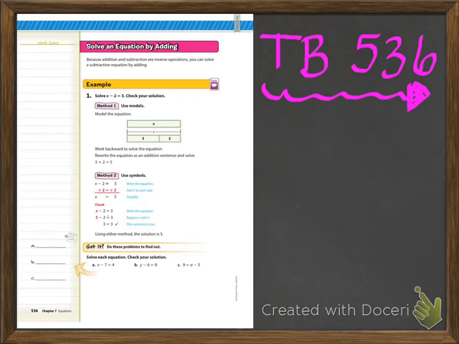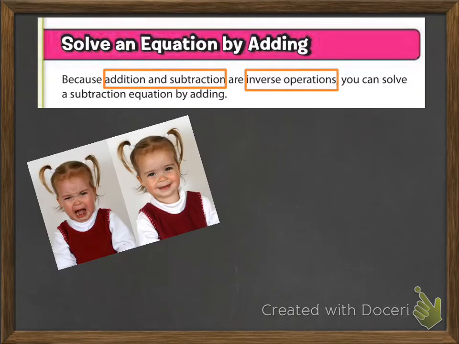Now you're going to be looking at textbook page 536. On textbook page 536, you see solve an equation by adding. Because addition and subtraction are inverse operations, you can solve a subtraction equation by adding. So I've included a cute little image that I found here on Google, and it's got the opposite. She's mad or sad or upset, and then she's happy. So hopefully that will help you remember along with your math rap video. So again, you just want to remember, because addition and subtraction are inverse operations, you can solve a subtraction equation by adding.